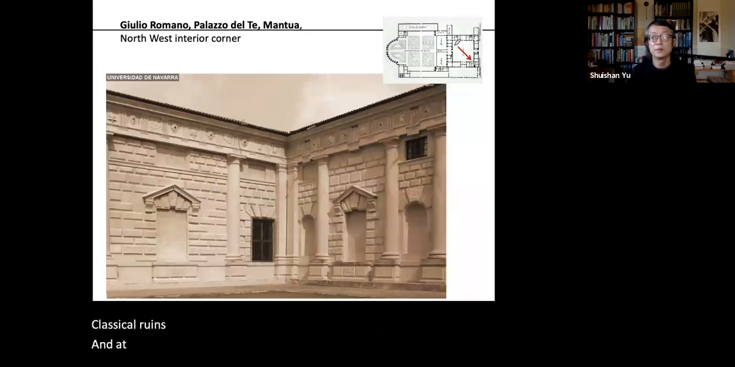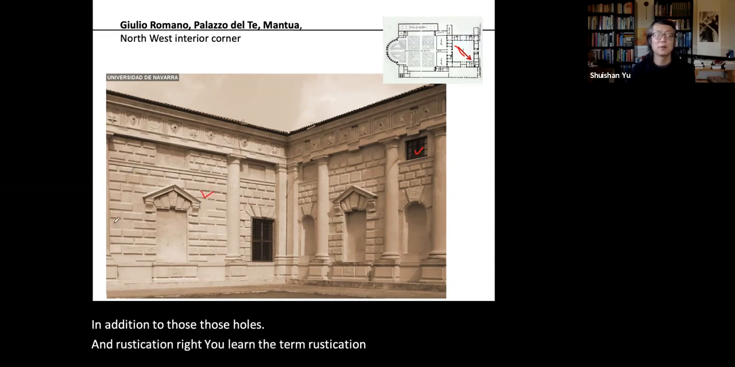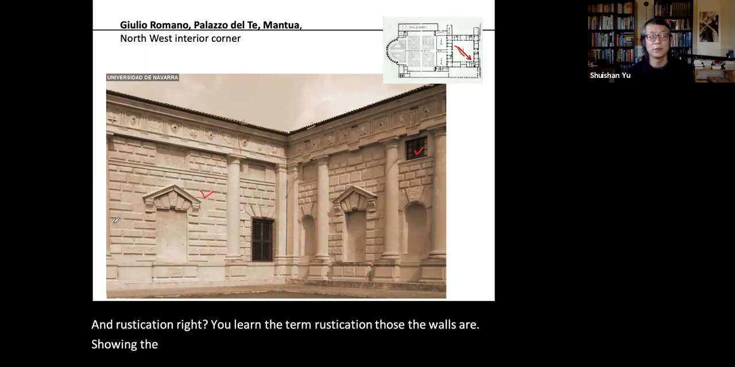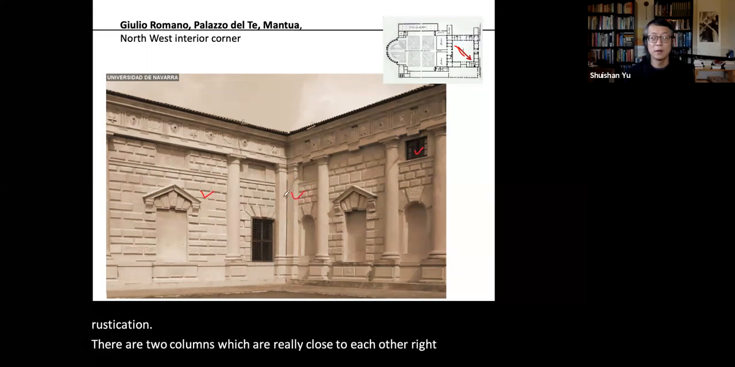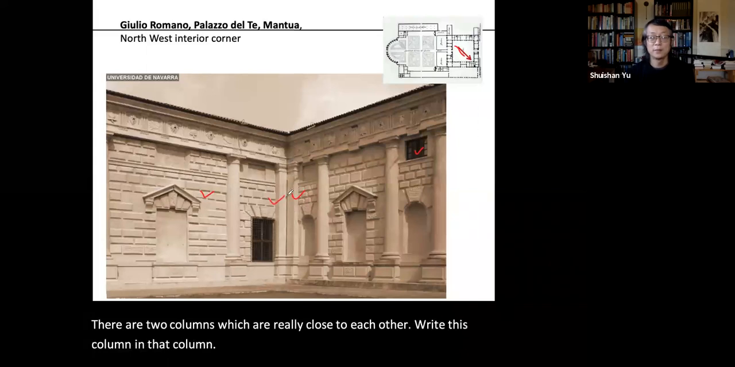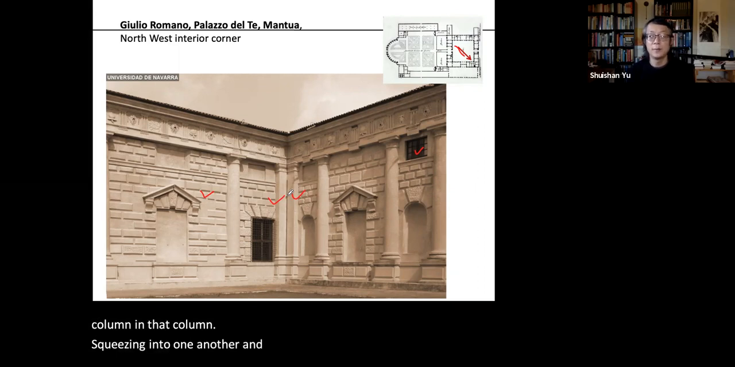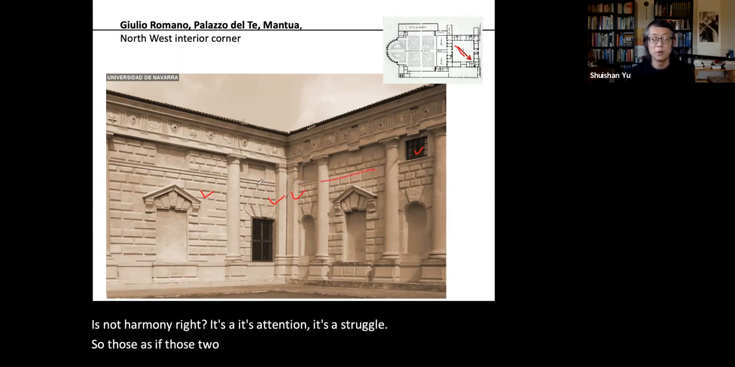And at this corner, in addition to those holes, and rustication, right? You learn the term rustication. The walls are showing the three-dimensionality of those building blocks. That's called rustication. There are two columns which are really close to each other, right? This column and that column, squeezing into one another, and created a tension. And that tension is not harmony, right? It's a tension, it's a struggle. As if those two columns and the two sides of the wall are struggling for space there.